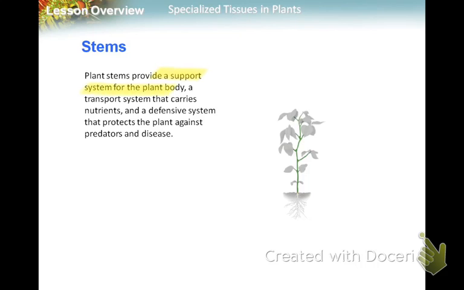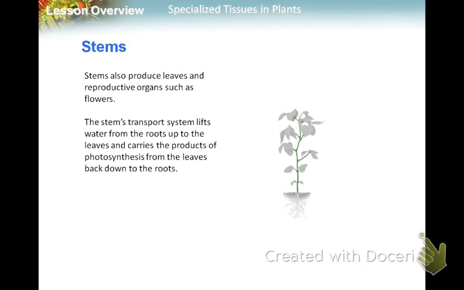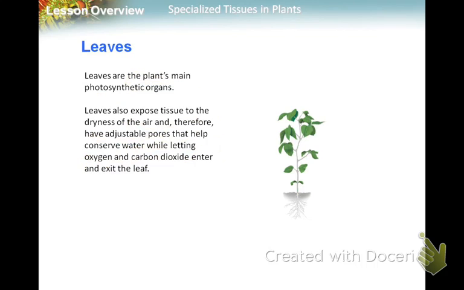Stems also support the plant. Specifically, they hold up the leaves, as you can see here. They also transport nutrients and water back and forth from the roots to the leaves. Like I just said, stems hold up the leaves. They produce those leaves, and they also produce flowers. The transport system moves water from the roots up to the leaves and carries the products of photosynthesis, which we're going to call food, but it's glucose. I'll tell you why we're calling it food in a little while. It carries the products of photosynthesis from the leaves back down to the roots. So it's basically the highway system of the plant.